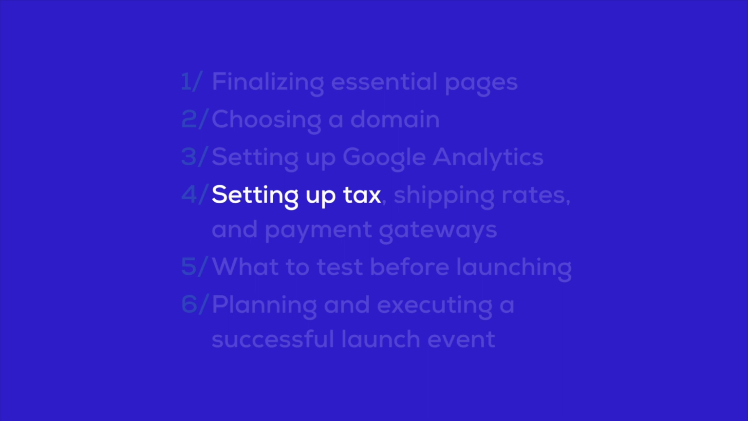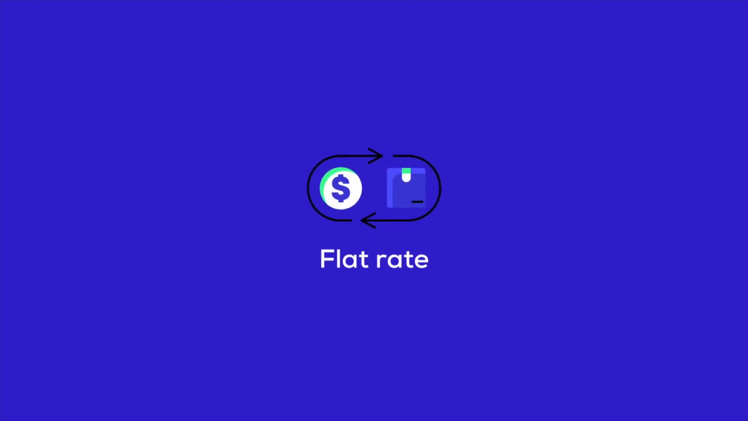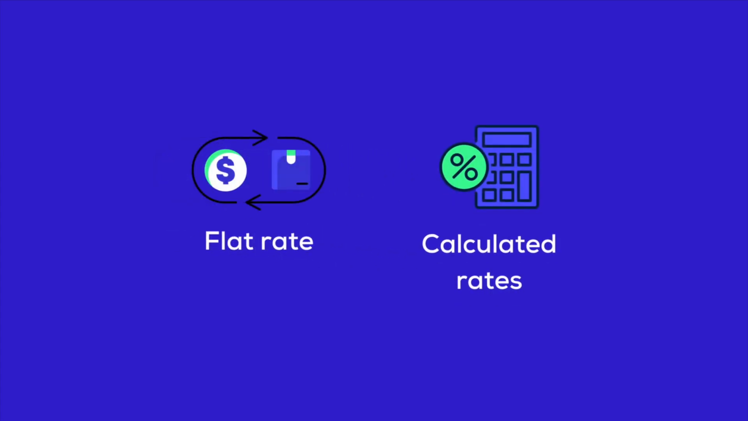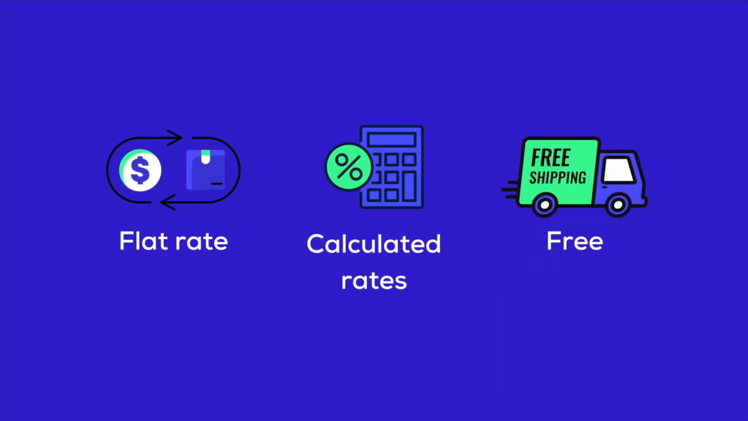Now, after discussing taxes, let's dive into shipping rates. On Shopify, you've got 3 primary shipping rate options. Flat rates. This is just a straight-up fixed cost for shipping. Calculated rates. These costs vary depending on weight or destination. And of course, free shipping. Let me quickly walk you through how to set this up.